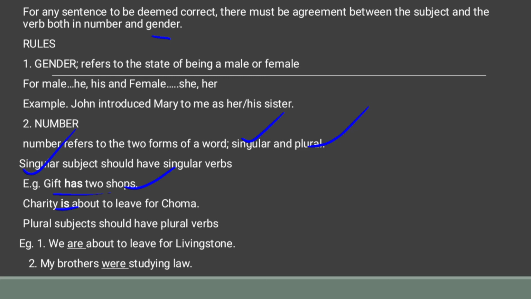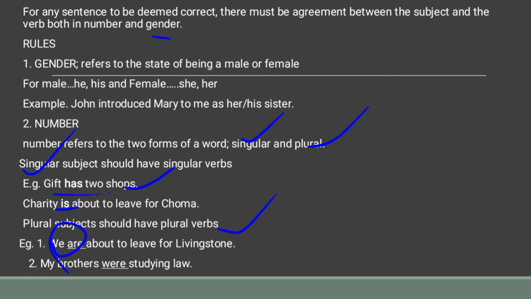Plural subjects should have plural verbs. Plural subjects should have what? Plural verbs. We refers to people, more than one. Two or more. So when you say we, don't use is. We is about to leave for Livingstone. Very wrong. We are about to leave for Livingstone. We are. They are.